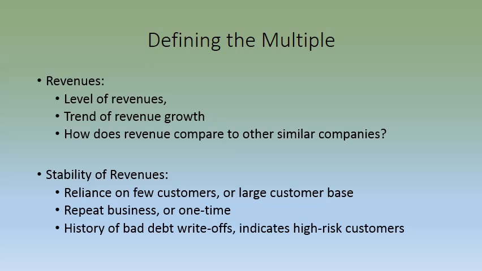Repeat business or business coming from referrals of past customers is an indicator of customer satisfaction with the company and its products or services. Looking at accounts receivable collection history can give us a perspective on the quality of customers. High bad debt write-offs indicate a high-risk customer base. After all, a sale is only a sale when cash is received.